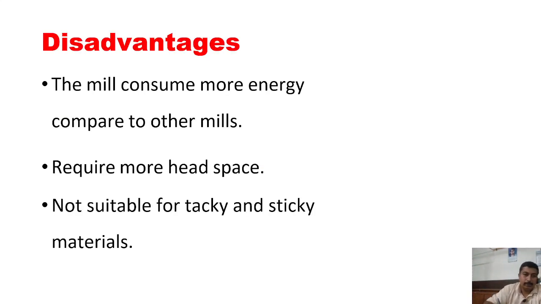Coming to the disadvantages, more energy consumption, where energy is utilized for compression of the gas. So energy consumption is more compared to other mills. More head space, as we know the height is 2 meters, so head space requirement is more. It occupies more space. Two types of space are there, head space and floor space. Here head space requirement is more because height is more.